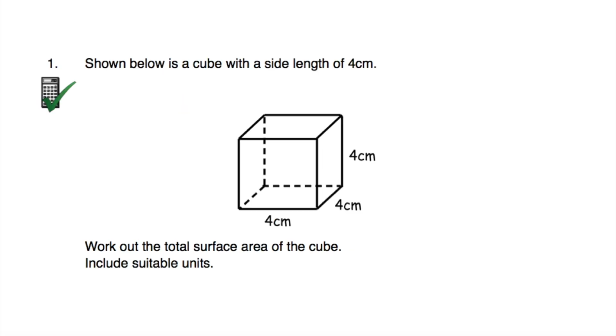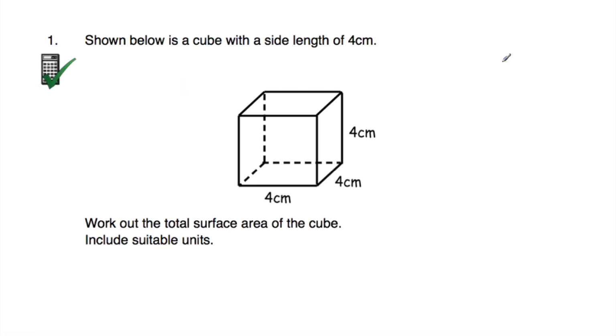Okay, question number 1 says, shown below is a cube with a side length of 4 centimeters. We've been asked to find the total surface area of this cube and to include suitable units. To find the surface area of a cube, we need to find the area of all 6 faces: the front, the back, the left-hand side, the right-hand side, the top and the bottom. What's great about a cube is all of those faces are identical 4 by 4 squares.